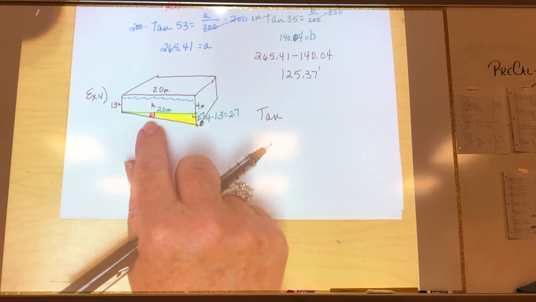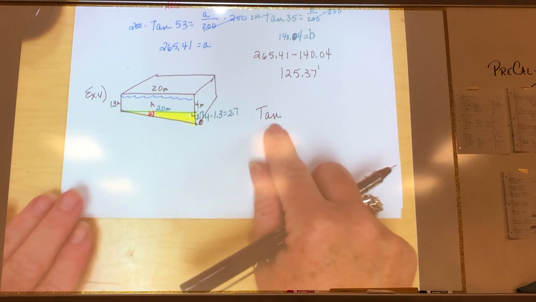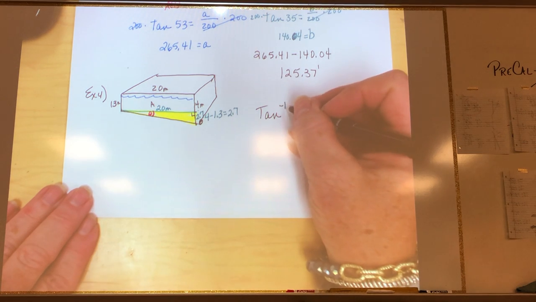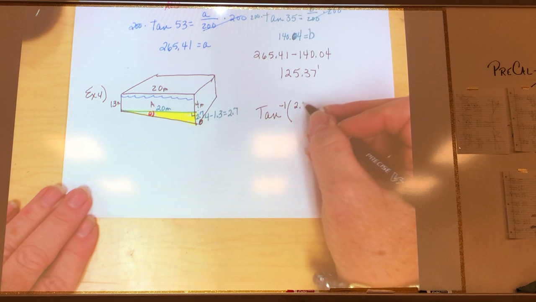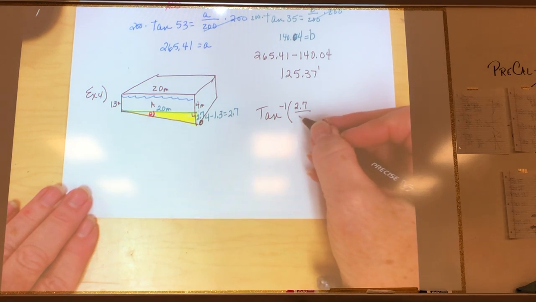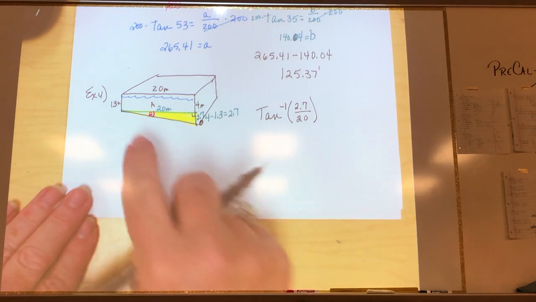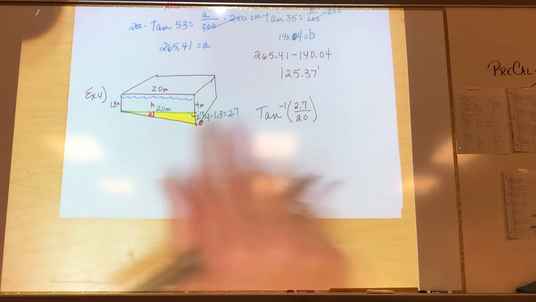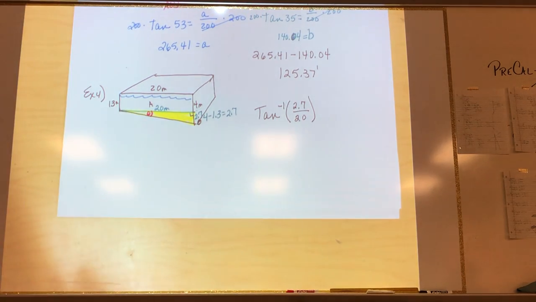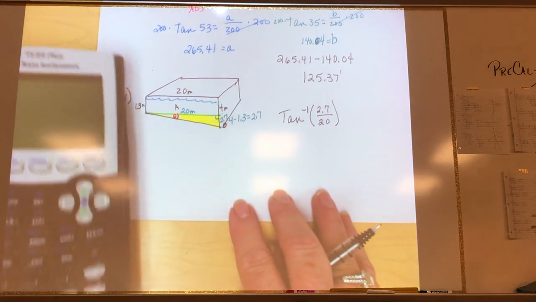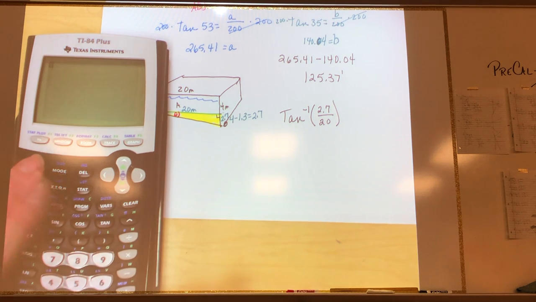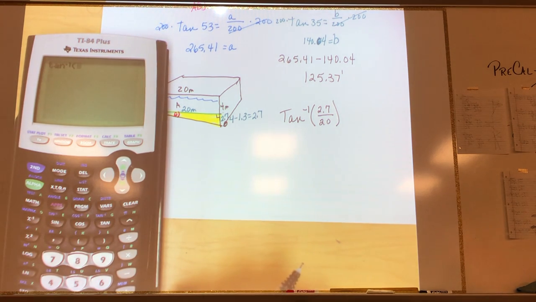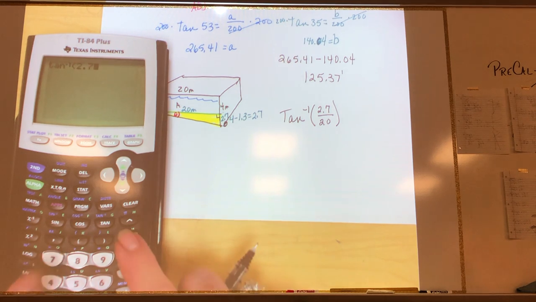Now, what am I looking for? An angle. If you're looking for an angle, what kind of function do you have to use? Inverse. So I'm going to do an inverse tan of opposite, 2.7, over adjacent, 20. Anytime you're looking for an angle, you have to use the inverse. So I'm going to go second and tan, because that's inverse tan, of 2.7 divided by 20.